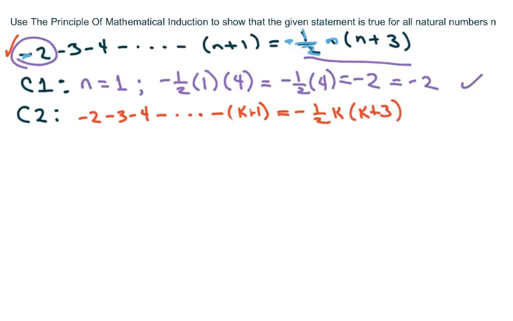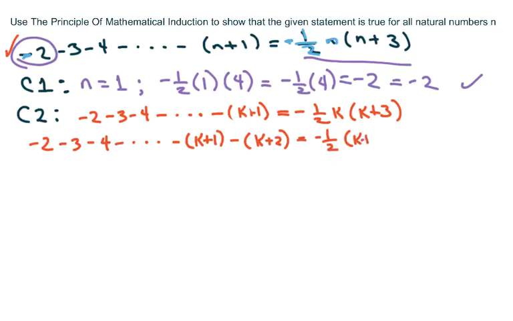All right, now I'm going to check for the next term, which is k plus 1. So I'm going to write negative 2 minus 3 minus 4 minus dot dot dot minus k plus 1 minus the next term, which is going to be k plus 2, because you're just adding 1 to that. And this side is just going to be k plus 1. The next term is just going to be k plus 4.